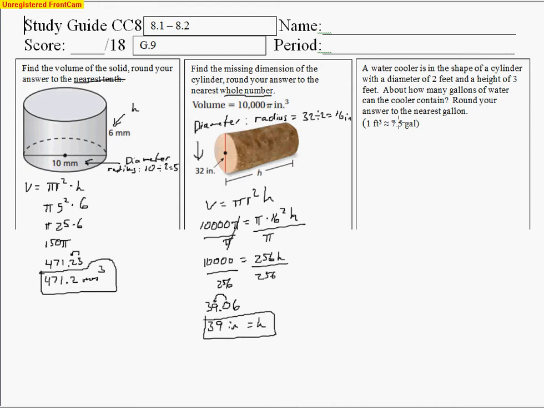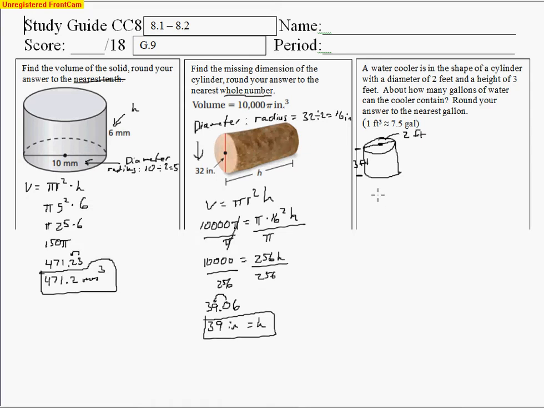Moving on to the next problem, it says a water cooler is in the shape of a cylinder with a diameter of 2 feet. Here's what it looks like. The diameter is all the way across again, and that is 2 feet. The height of this cylinder is 3 feet, from the top to the bottom. It says about how many gallons of water can the cooler contain, round to the nearest gallon.